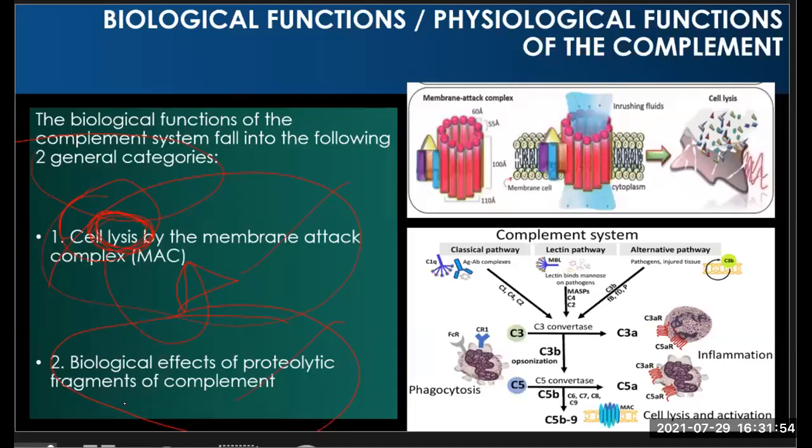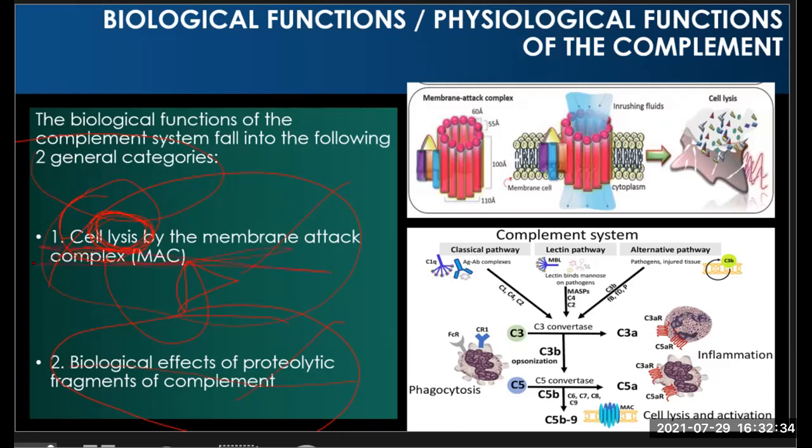And now we have the biological or physiological functions of the complement, which fall into the following two general categories. We have the cell lysis by the membrane attack complex and the biological effects of proteolytic fragments of the complement. So again, cell lysis and biological effects of proteolytic fragments of the complement. Most often, the majority of books would say that the endpoint of complement activation will always be cellular lysis. So let's talk about the first category.